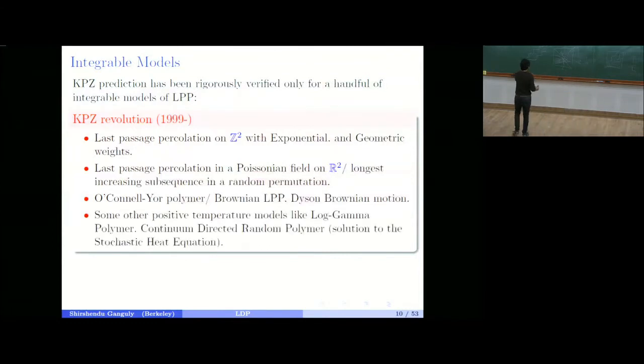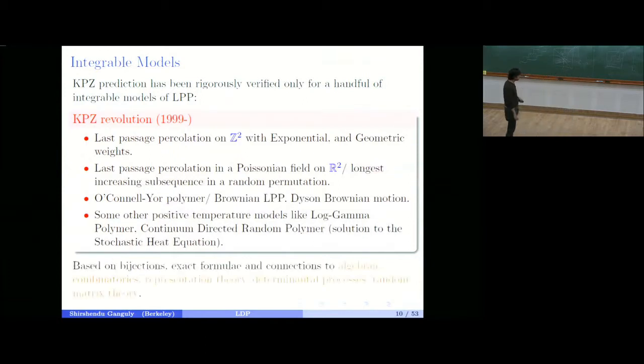So far I've been talking about zero temperature models, where I was looking at the path which has the maximum length, but you can also talk about positive temperature models, where you put some Gibbs measure on paths where the Hamiltonian is e to the power beta times the length. There are some models where people also understand things, and these are some examples: the log-gamma polymer, or the continuum directed random polymer, which is connected to the solution of the stochastic heat equation.